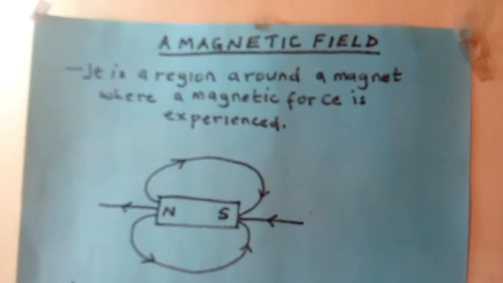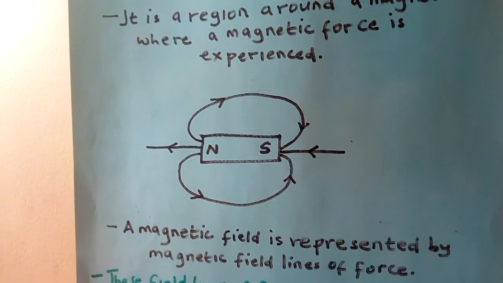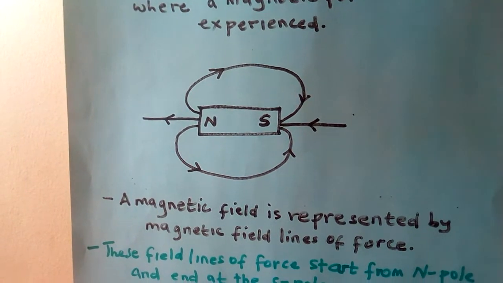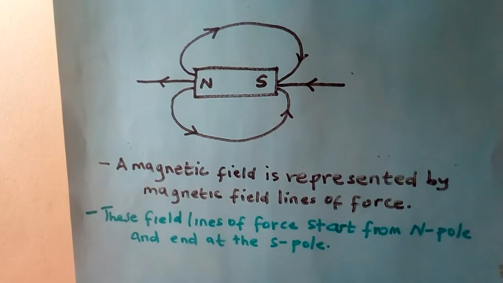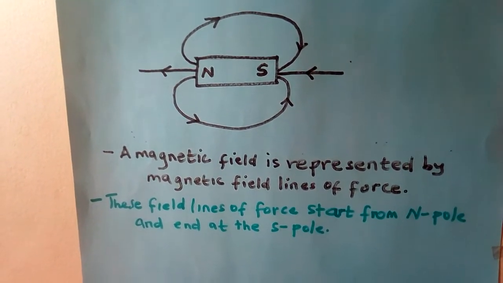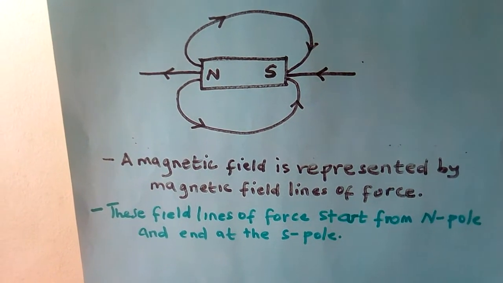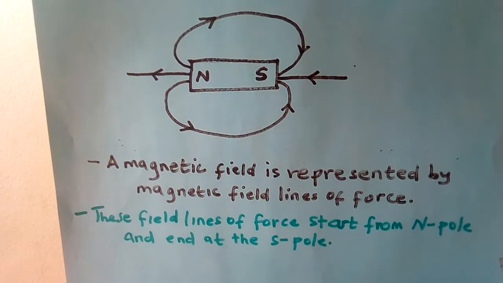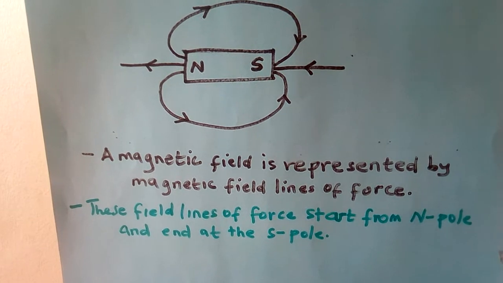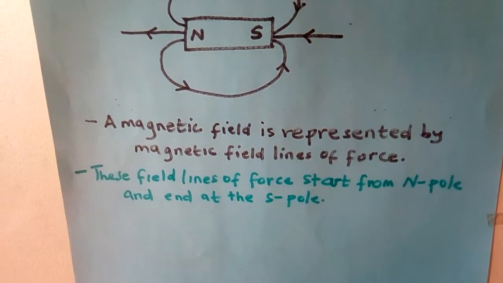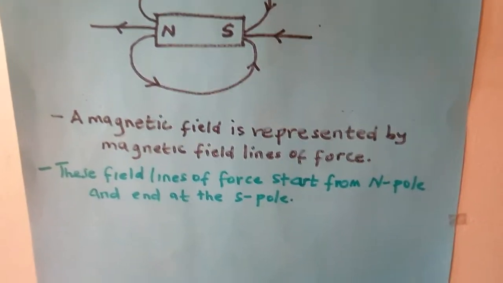So we have our magnetic field definition. We have the magnetic field pattern showing how the magnetic field of a bar magnet is. And we are saying the magnetic field, whenever you are drawing it, is always represented by magnetic field lines of force. The lines must have arrows showing where they start from and where they end. We say they start from the north pole and they end at the south pole. So these field lines start from the north pole and they end at the south pole.